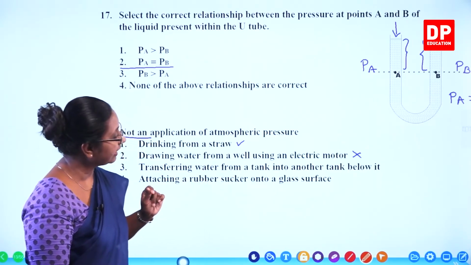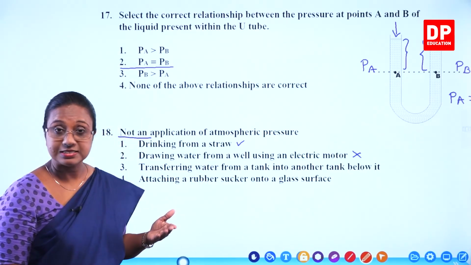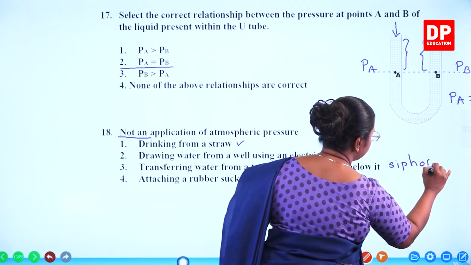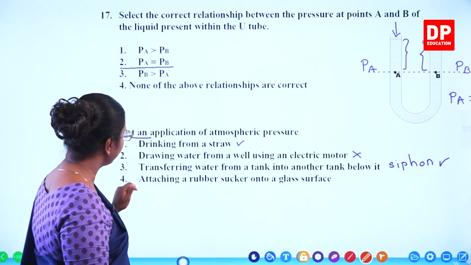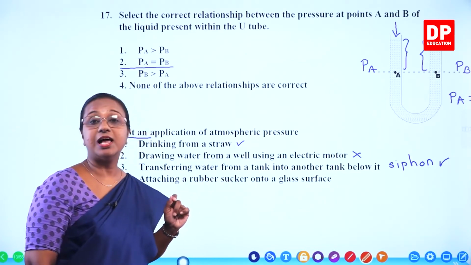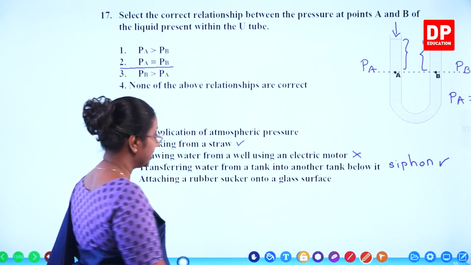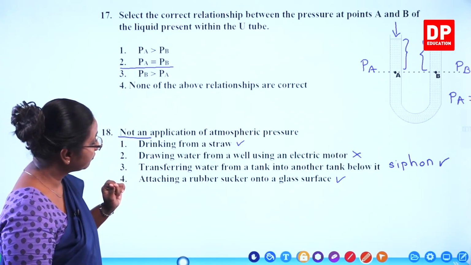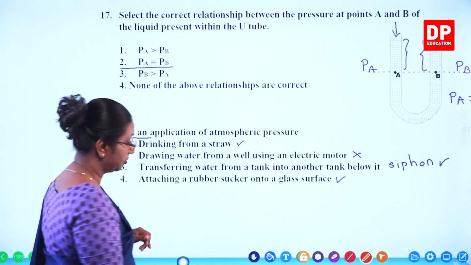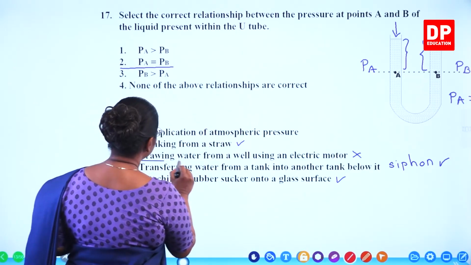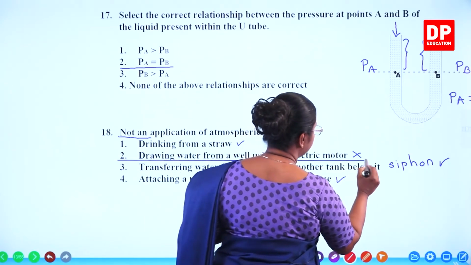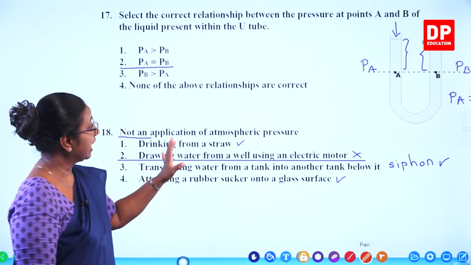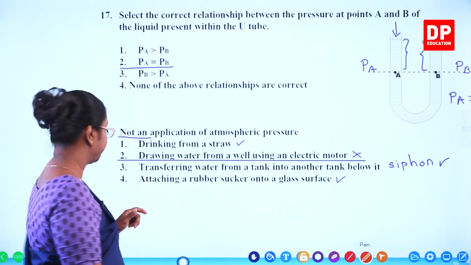Transferring water from a tank into another tank below it. Yes, that is the siphon method. That is also correct. Then the fourth one, attaching a rubber sucker onto a glass surface. That is also an application of atmospheric pressure. So the relevant answer would be drawing water from a well using an electric motor. That is not an application of atmospheric pressure. Is that clear to you all, students? So then I will move on to the next one.